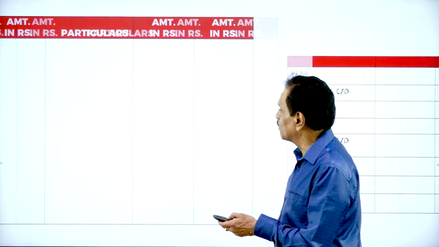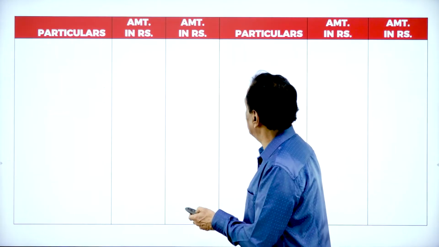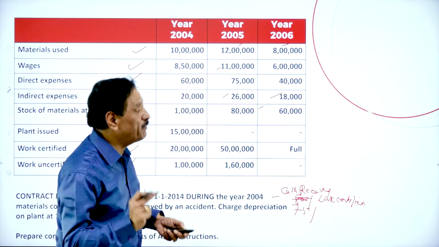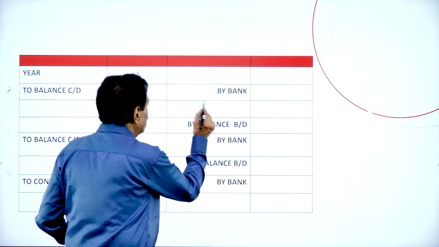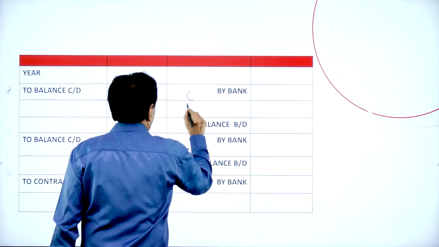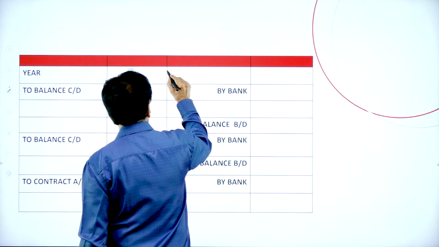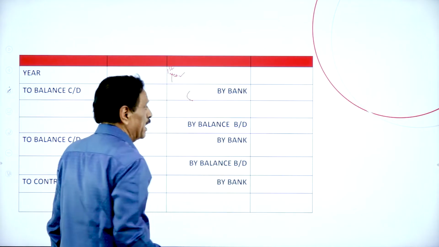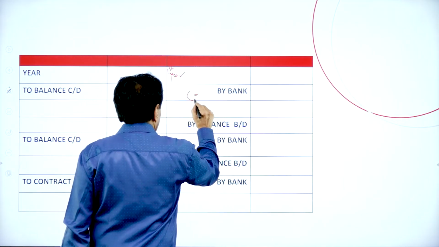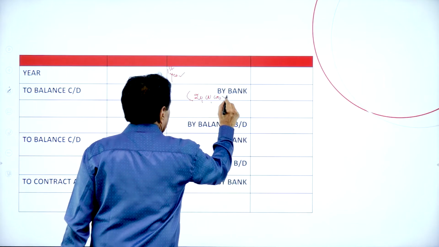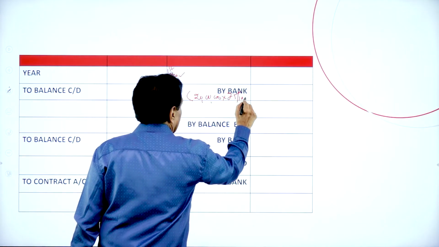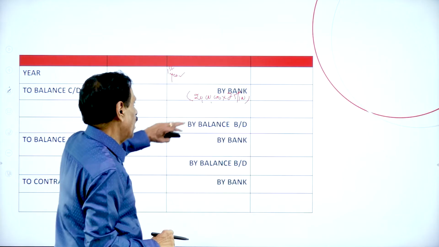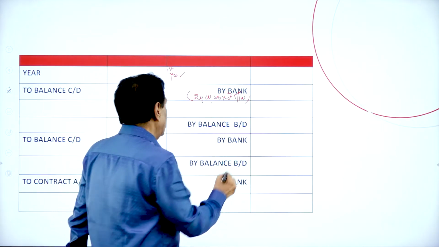So first year, your work certified is 20 lakh. He is going to receive 75%. By bank account, he is going to receive here 20 lakh. First year, this is first year. By bank account, you got 20 lakh into 75% cash he is going to receive. 75% of 20 lakh is half is 10 lakh, another half 15 lakh.